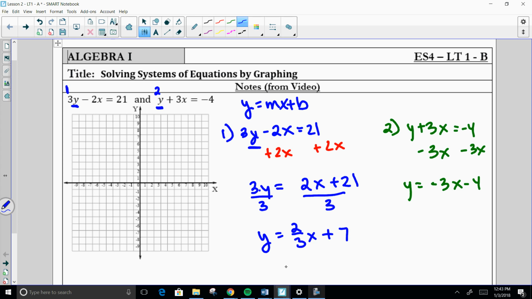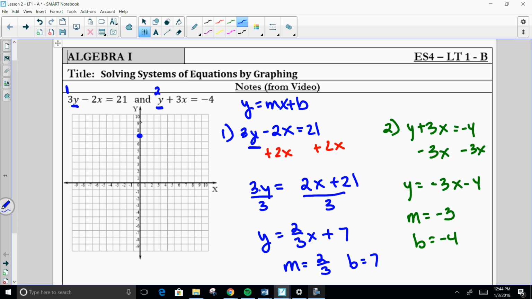Okay? Equation 1, I need to find the slope. The slope is 2/3, and I need to find the b value, which is 7. On the second equation, I need to find the slope, which is -3, and I need to find the b value, which is -4. So now I'm going to come over here and graph the two equations. I'm going to graph the first equation. I'm going to find the y-intercept, which is 7, and then the slope, which is 2/3.